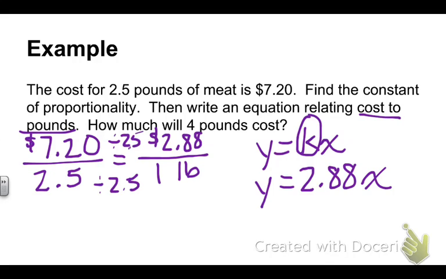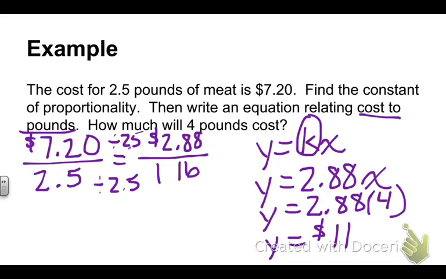Well, if 1 pound costs $2.88, how much does 4 pounds cost? You probably already know how to use this equation. It's going to be $2.88 times 4 pounds. So if we multiply that out, we're going to get $11.52 for 4 pounds. Alright, so the equations are not as bad as you might think they are.